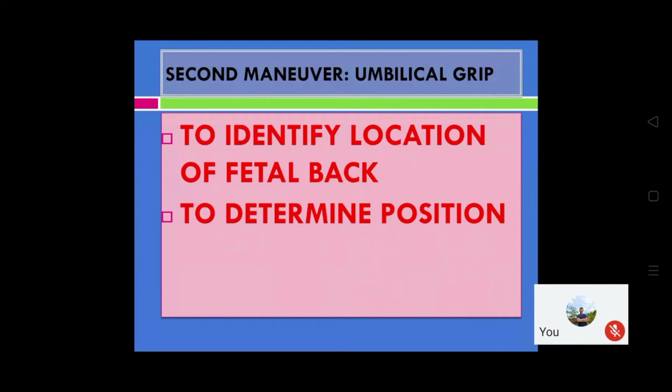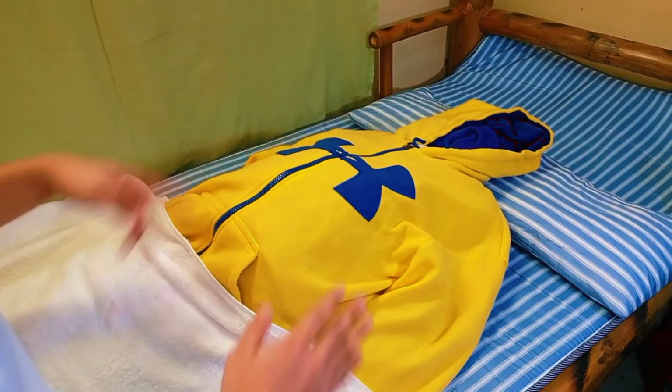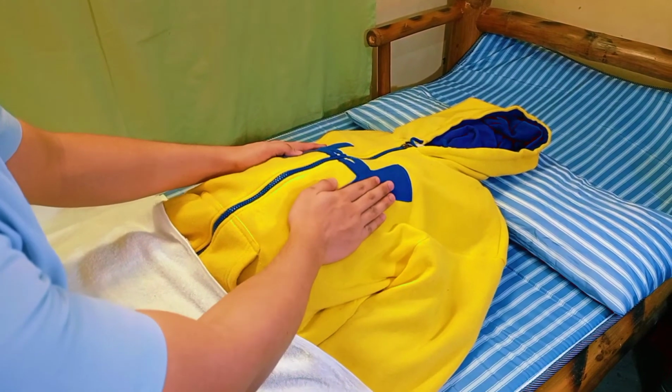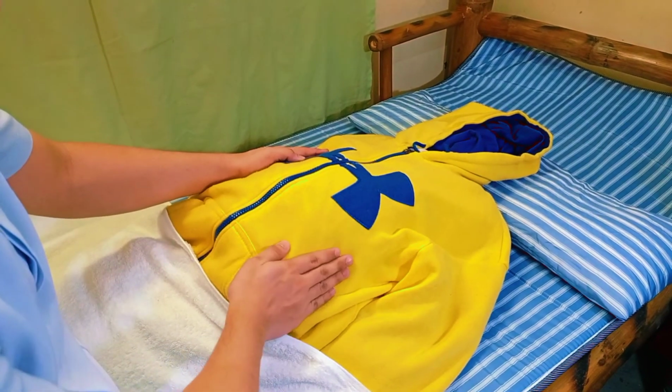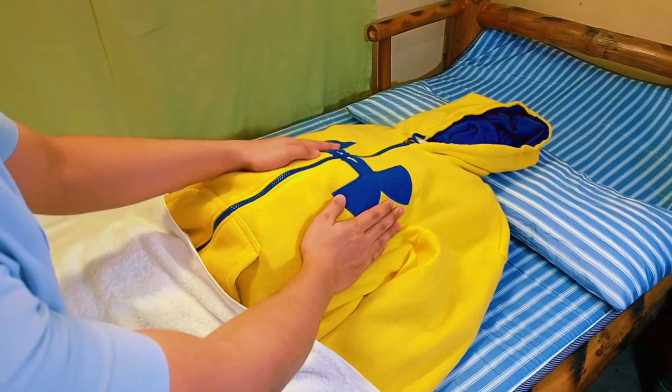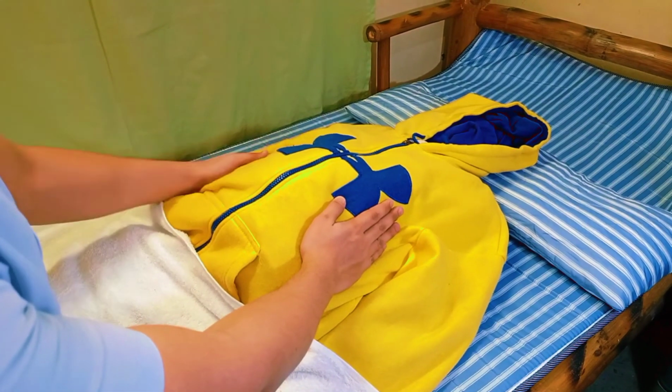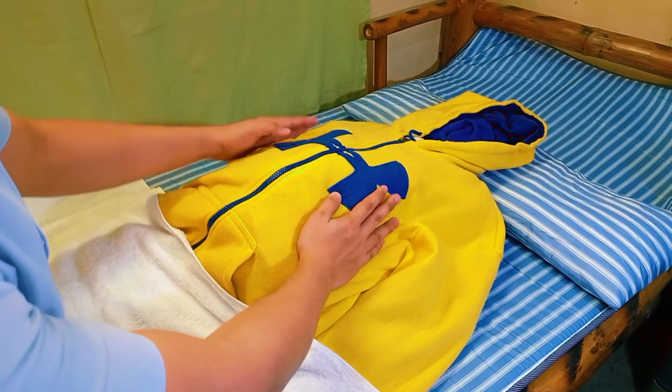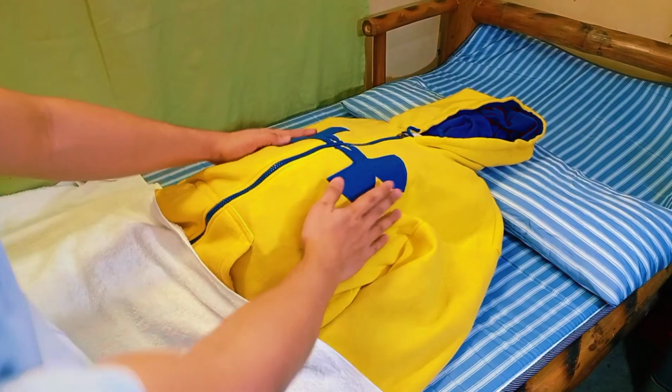The second maneuver, also known as the umbilical grip, is used to identify the location of the fetal back and to determine position. Place the palmar surface of both hands on either side of the abdomen. Apply gentle but deep pressure on one side of the abdomen. Determine which side of the uterus the long axis of the fetus is located. Then check the fetal heart rate.